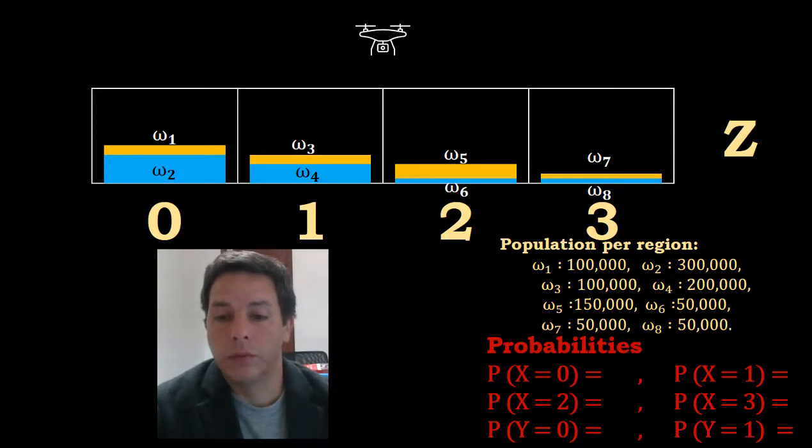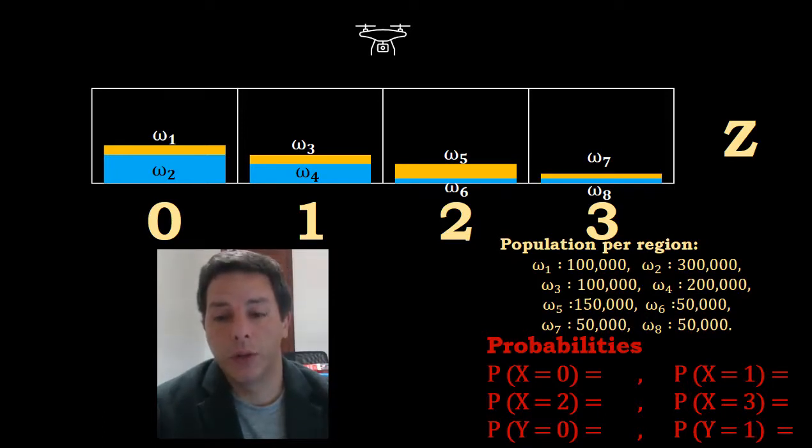So the probability of x equals 0, we've been through that before, is 0.4. The probability of x equals 1 is 0.3. The probability of x equals 2 is 0.2. And the probability of x equals 3 is 0.1.